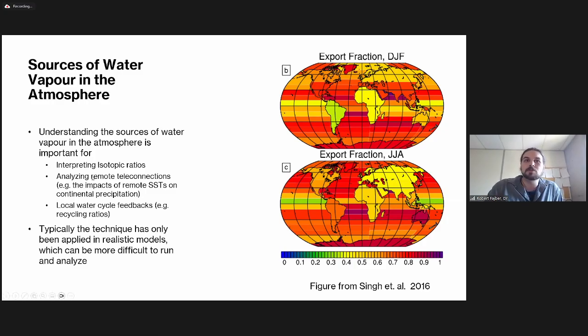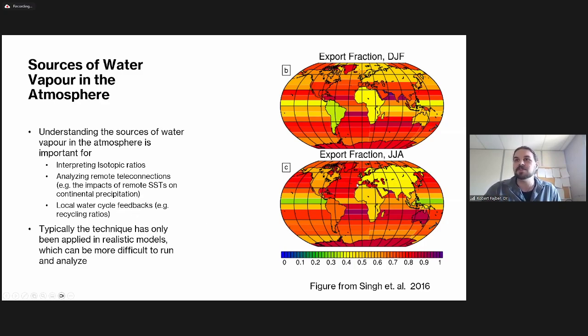It's also really important for analyzing remote teleconnections. People like to talk about these remote SST anomalies and what effects those have on continental precipitation. But you'd like some way to mechanistically link those SST anomalies and the extra water vapor they produce to actual precipitation events. That's another reason why you might want to track water vapor through the atmosphere.